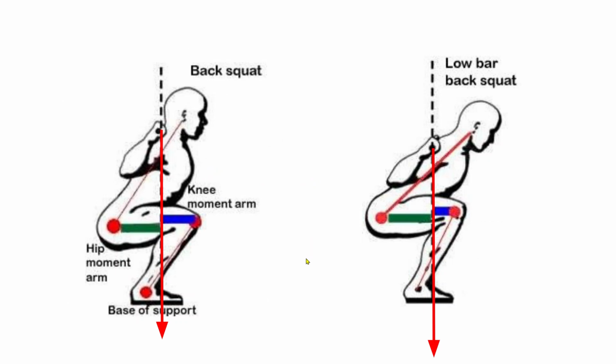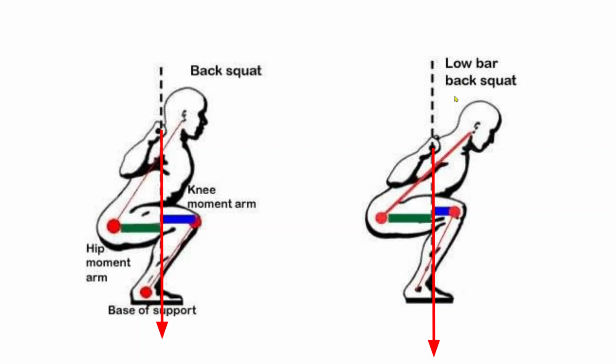Another example is different back squats. So here we have a typical back squat, and so this is what you're lifting, and it goes in the direction of gravity. And then we can look at the external knee moment arm and the external hip moment arm, right? So there's a larger external torque at the hip for this back squat than at the knee.